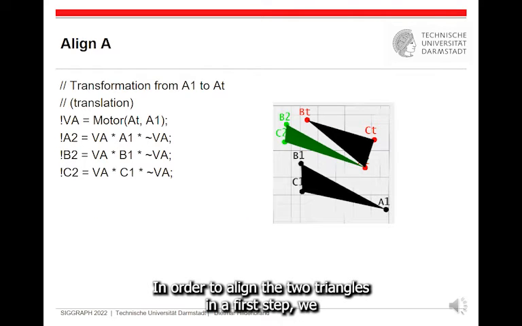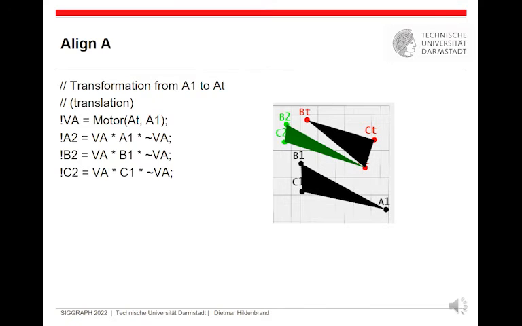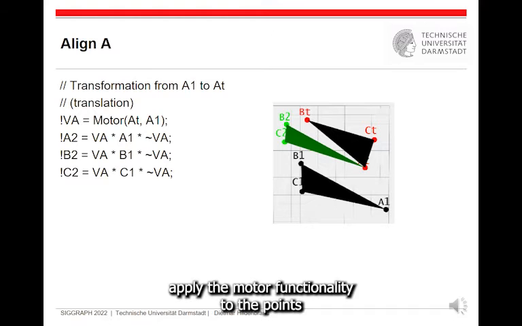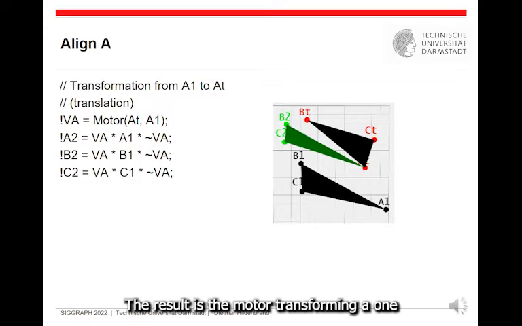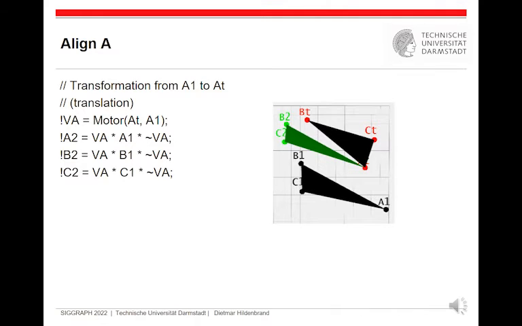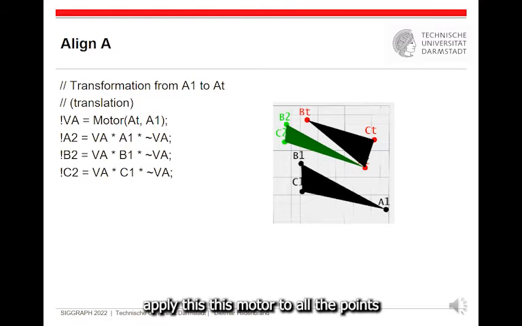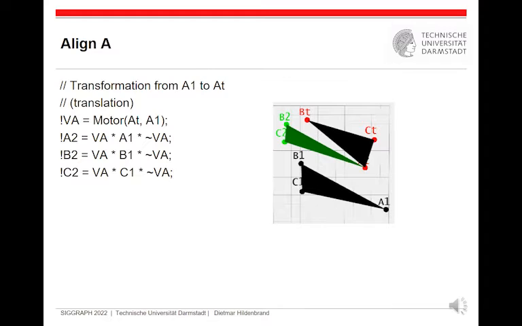In order to align the 2 triangles, in a first step, we apply the motor functionality to the points A1 and AT. The result is the motor transforming A1 to AT called VA. If we apply this motor to all the points A1, B1, C1, the result is the green triangle with A2, B2, and C2.